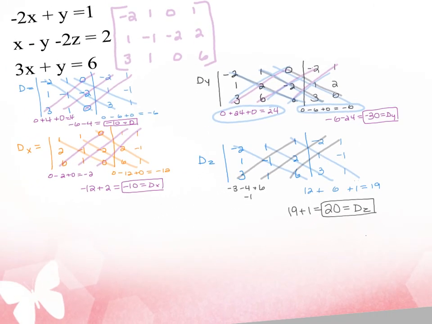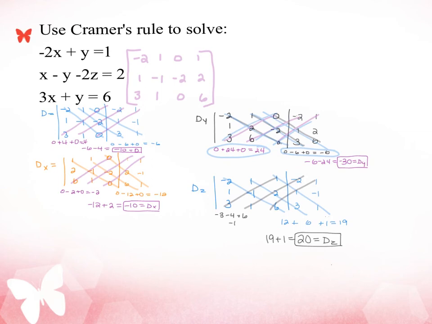So the test is going to break it down the same way. I gave you a little space in order to find d, d sub x, d sub y, and d sub z. And then make sure at the end you figure out what your x and your y and your z are.